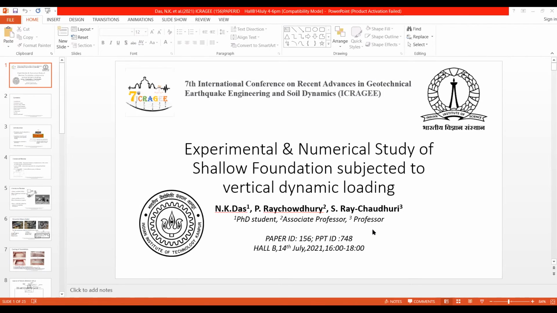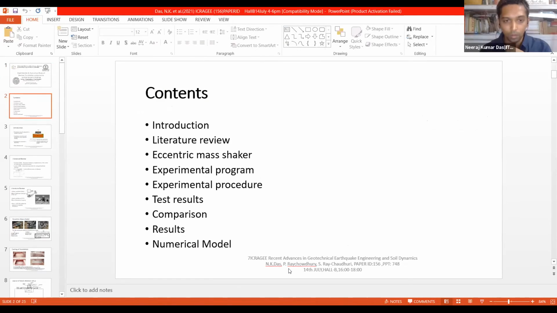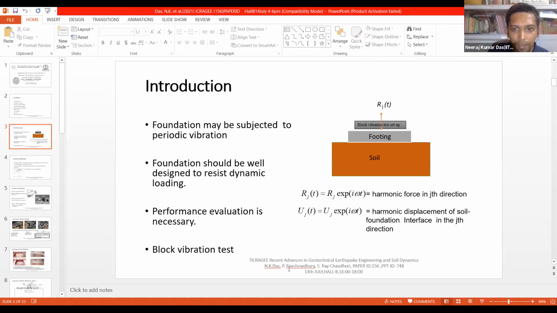Okay, yes, sir. Myself, Neeraj Kumar Das, I am a research scholar at IIT Kanpur. My paper title is Experimental and Numerical Study of Shallow Foundation Subject to Vertical Dynamic Loading. The contents of the presentation are like this. So, I will start.